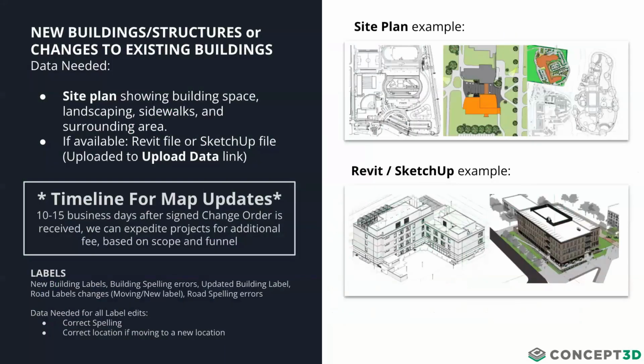Now, as far as what kind of information is required for new buildings and structures or changes to existing buildings, we'll need a site plan showing the building space, landscaping, sidewalks, and surrounding areas. If it's available, you can upload a Revit or SketchUp file using the upload data link in your CMS. When it comes to timelines, once you've signed the work order, we advise about 10 to 15 business days. However, that can be expedited for an additional cost if your changes are urgent.